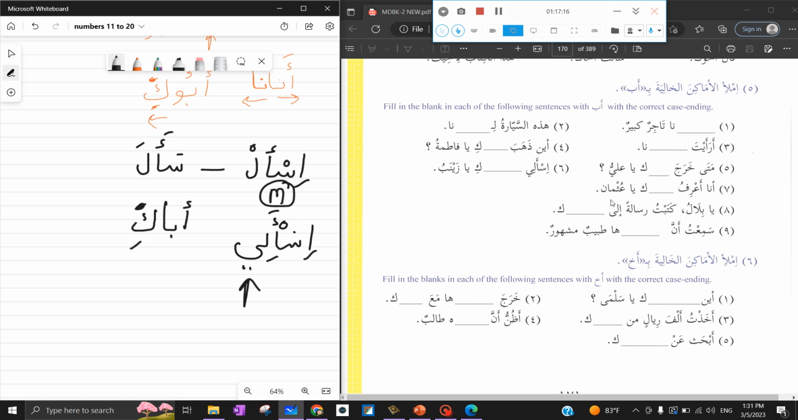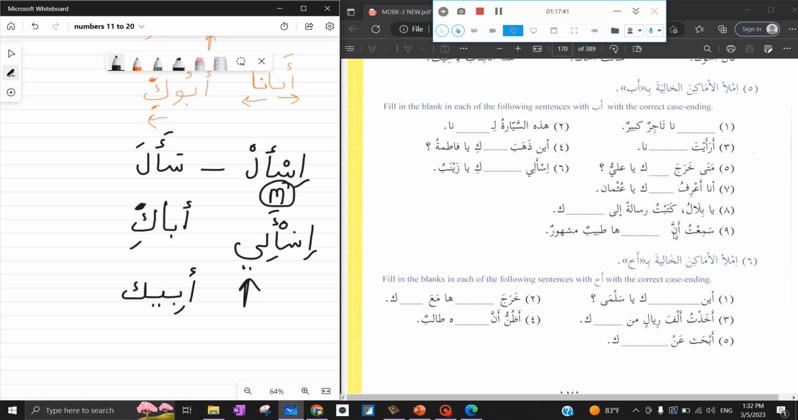Now this is the amil, meaning the one which makes changes on the noun. This is a harf jar, so ab will be in majroor case. Ila abika. Now how will you write abika? Abika. Ka will be joined, why? Because ya can be joined from both sides. So kaf will be joined by ya.